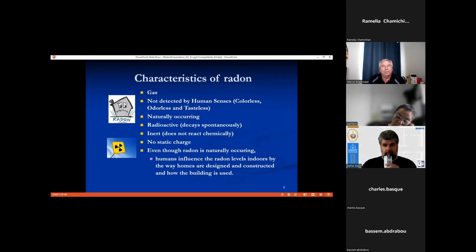Now, what is radon exactly? What are the characteristics of radon? Essentially, radon is a gas. It's not detected by human senses. In other words, we can't see it, we can't taste it, we can't smell it.